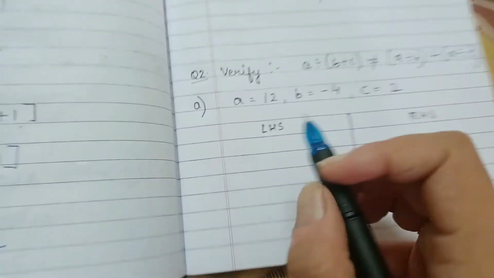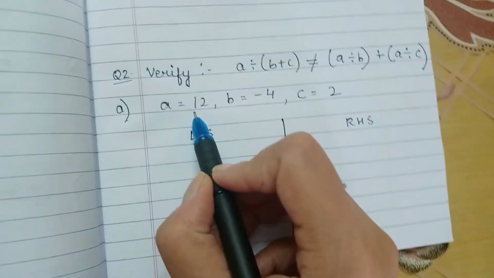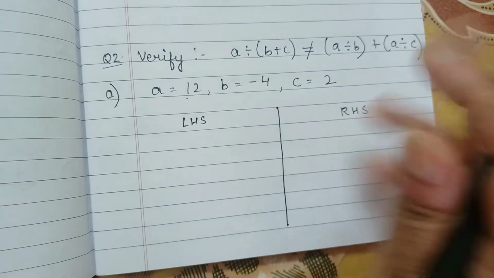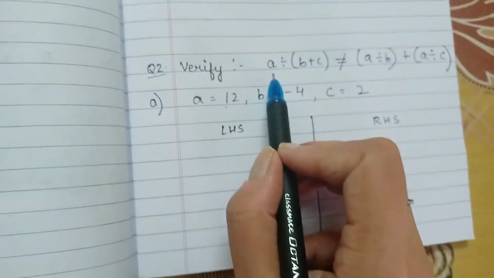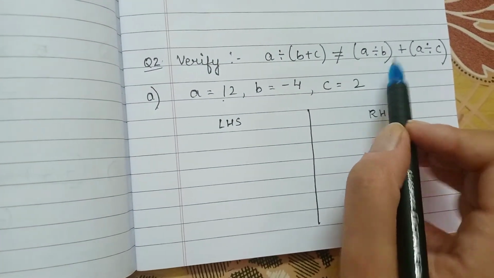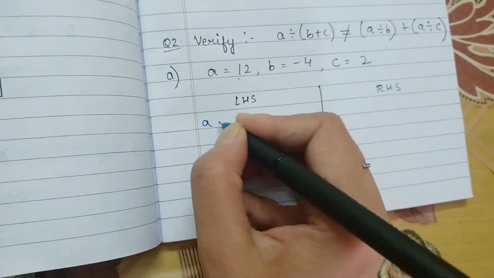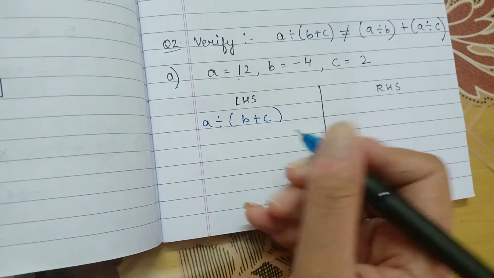So let us see. I am taking here the first part, A part. The value of a is given to us as 12, the value of b is given as -4, and the value of c is given as 2. Again, we need to solve this; this side is known as LHS and this side is known as RHS, left hand side and right hand side. So first we will solve the left hand side here: a divided by (b plus c).